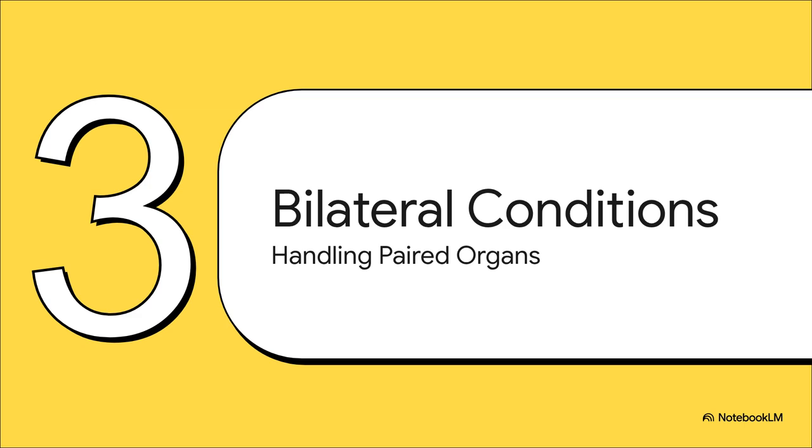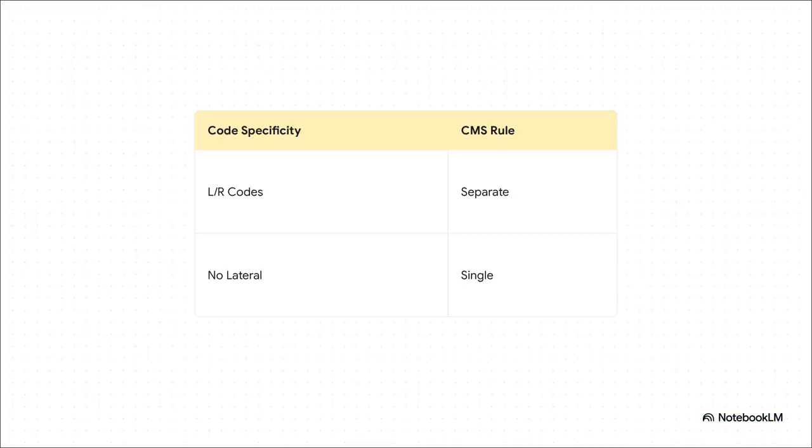Which brings us to Section 3, navigating bilateral conditions. Now, what's really interesting about this slide is how the once-per-encounter rule handles paired organs or bilateral structures when the codebook itself lacks a specific lateral code. The CMS rule explicitly dictates our action based entirely on code specificity. Let's imagine an anatomical model where a patient has identical osteoarthritis in both their left and right wrists. Picture both wrists glowing with the condition simultaneously.